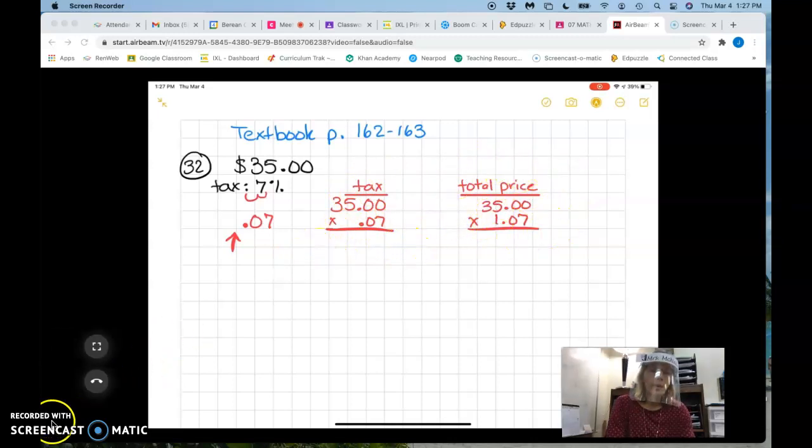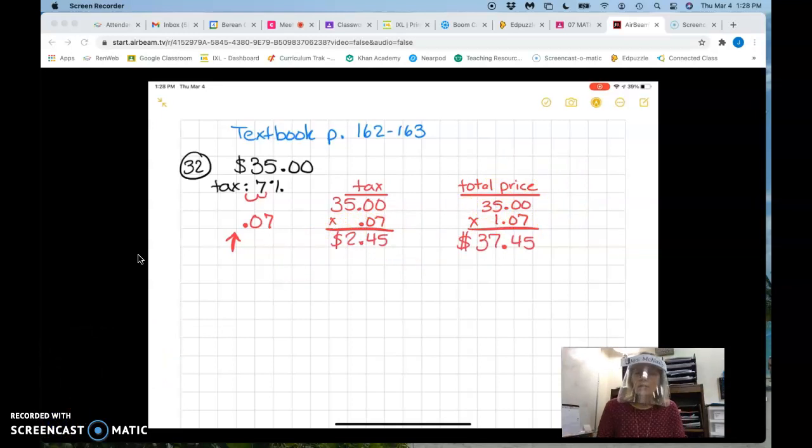So let's multiply. Okay, so $2.45 is how much just the tax is on this backpack. If they say how much is the tax, that's what I'm figuring out. I have to pay $2.45 in tax. Now the other number that we found is how much the backpack is going to cost with the tax already on it. Okay?